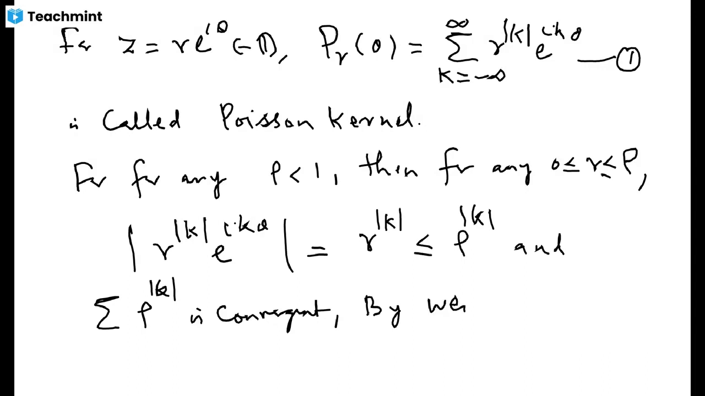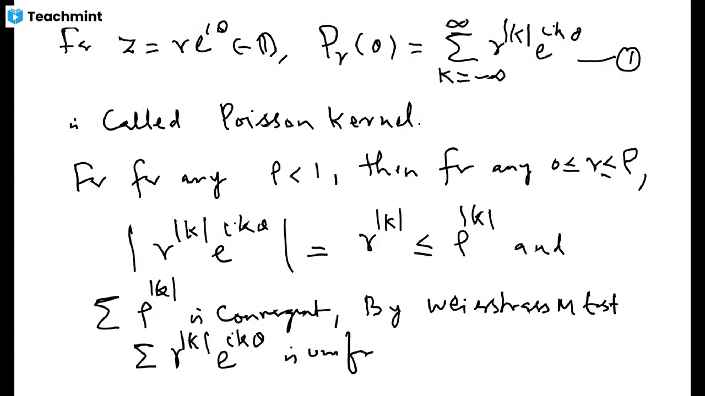So by the Weierstrass M-test, we see that this series, which defines this Poisson kernel, is uniformly convergent on mod z less than or equal to rho. So it is uniformly convergent on compact sets of the unit disk as well. So this is a well-defined object.